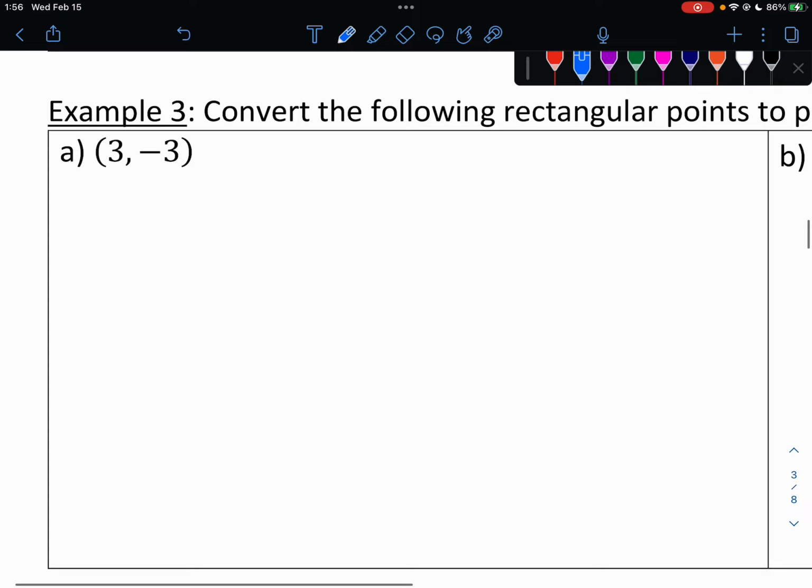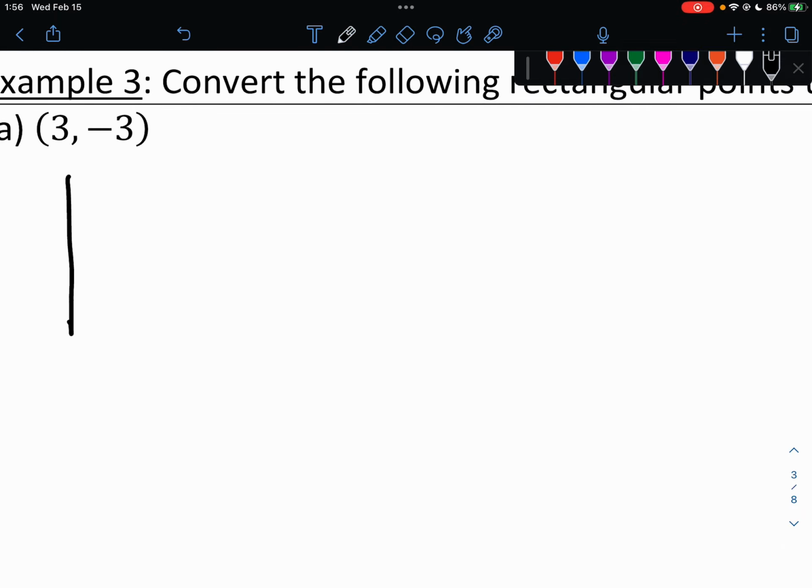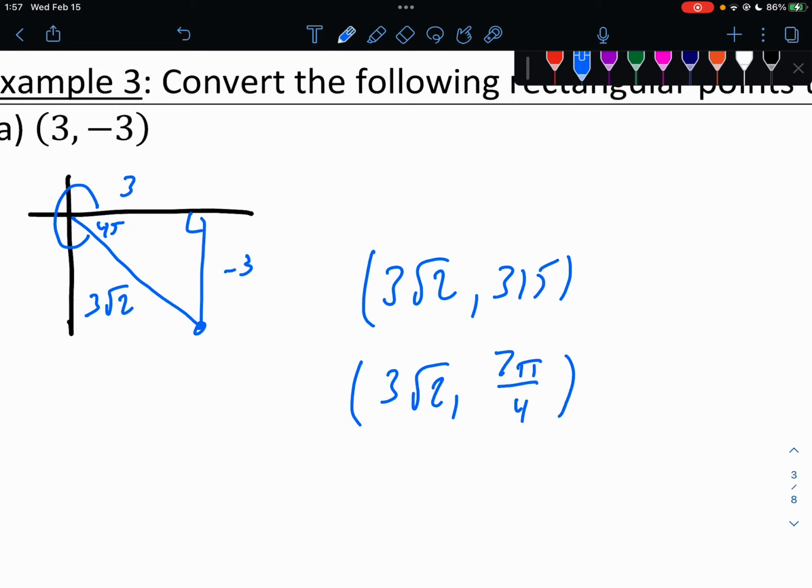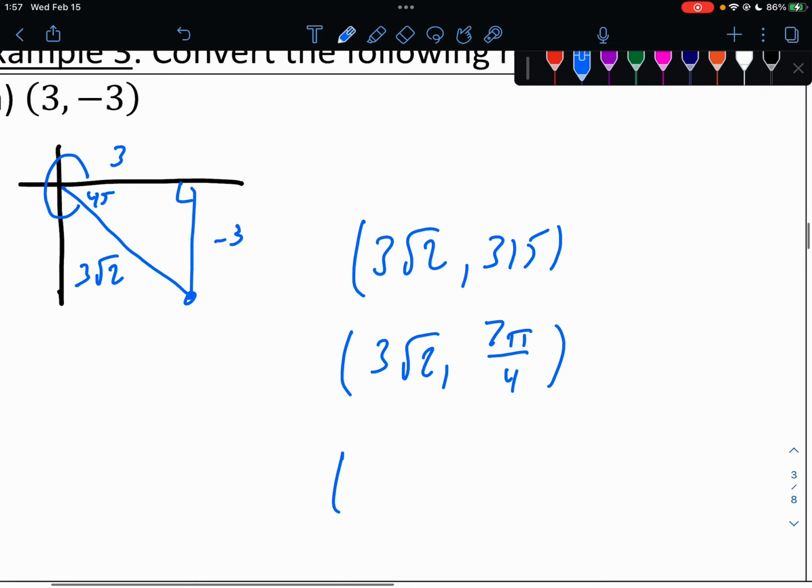Converting to polar. So if we start by plotting the point 3, -3, this would be 3, this would be -3, which means this is a 45, 45, 90, and this is 3 root 2. So then my answer would be 3 root 2, and my angle would be 315. If I want that in radians, 3 root 2, comma, 7 pi over 4. Or if you want it in negative radians, 3 root 2, comma, negative pi over 4.